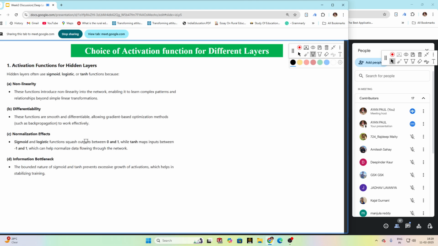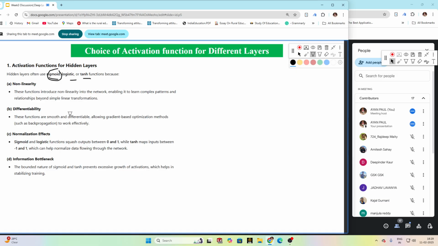For the hidden layer, we generally use the sigmoid, logistic or tanh activation function. These are all sigmoid functions only. What is a sigmoid function? A function that gives an S-shaped curve is known as a sigmoid function. And logistic and tanh are two important functions of this sigmoid family. Okay, so why do we use these? Because there are different reasons.